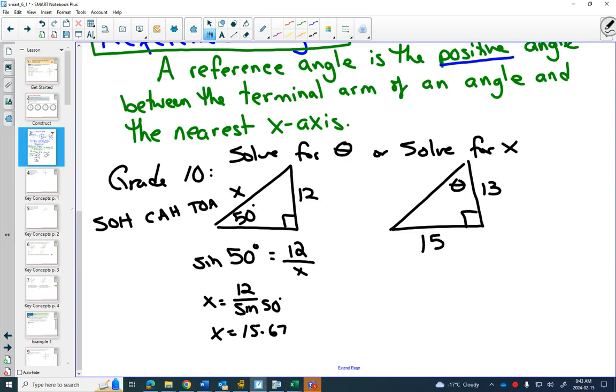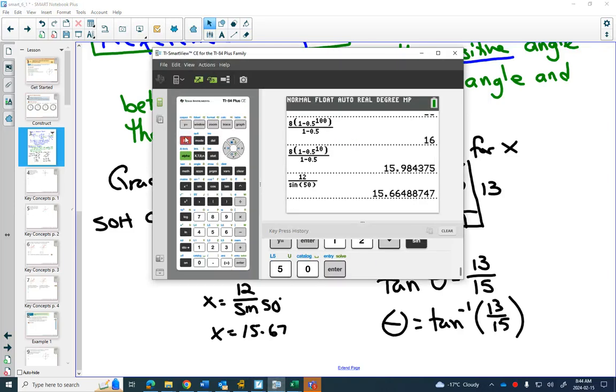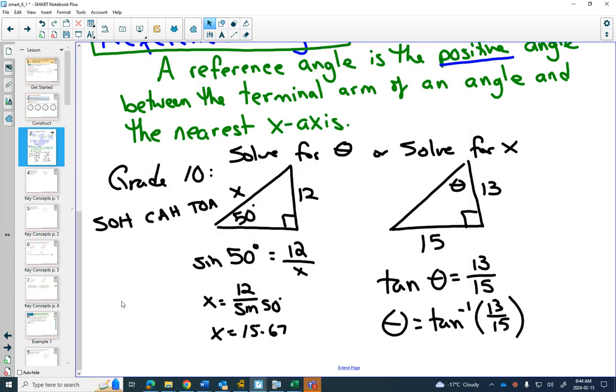And again, you have to decide, am I going to set up my sine ratio, cos ratio, or tan ratio? I want to find theta. I know the opposite side, I know the adjacent side, so I would set up tan. (13/15), and you go to your calculator and you hit the tan inverse button to find the angle. And we get 40.9 degrees.